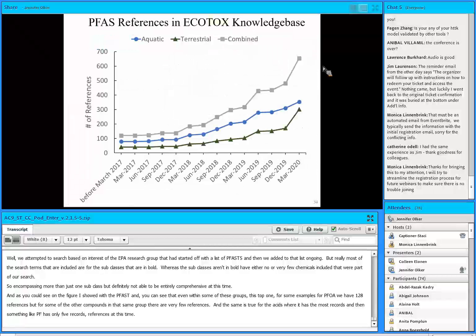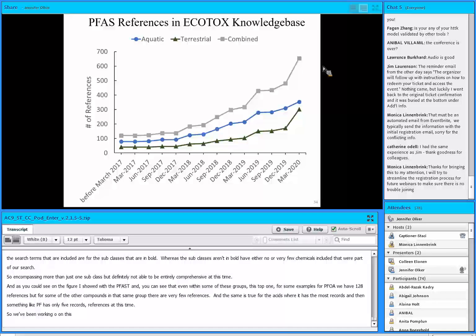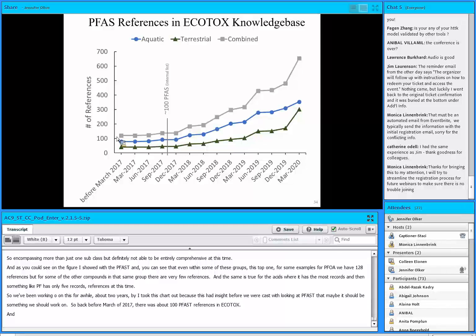So we've been working on this for a while, as I mentioned, about 2 years, but I took this chart out earlier than that because Colleen Elonen, the ECOTOX coordinator, had insight before we were tasked with looking for PFAS that maybe it would be something that we should work on. So back before March 2017, there were about 100 PFAS references in ECOTOX. And then in, I think it was in October of 2017, Colleen used an internal ECOTOX list of PFAS to update what we had there.